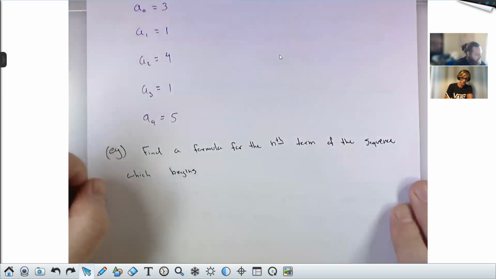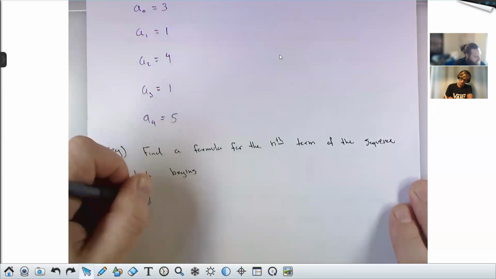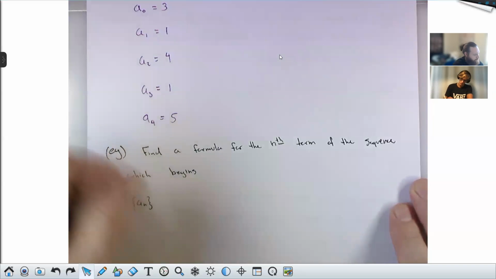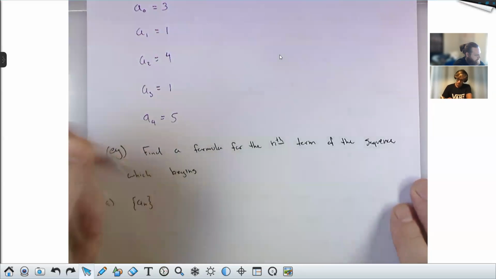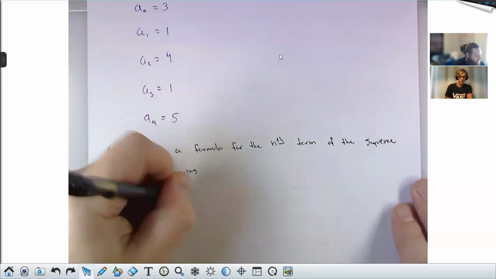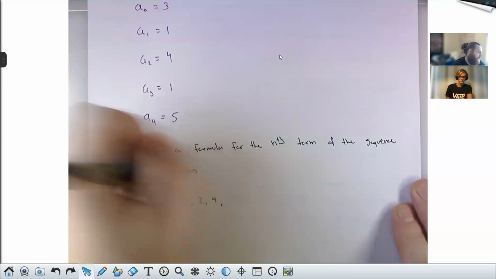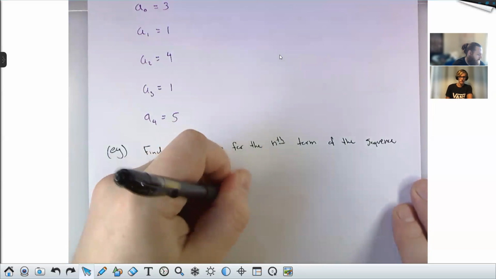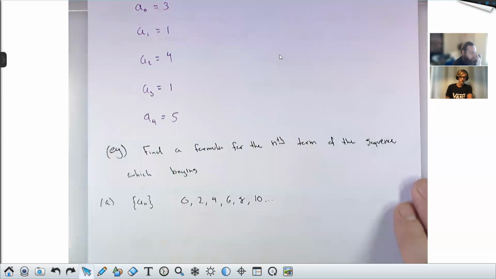So let me break this down into a few parts here. The first guy, we'll say the sequence is An. And I won't specify a starting index just yet, but let's say that the first term here is 0, and then 2, 4, and then 6, and 8, and then 10, and so on.